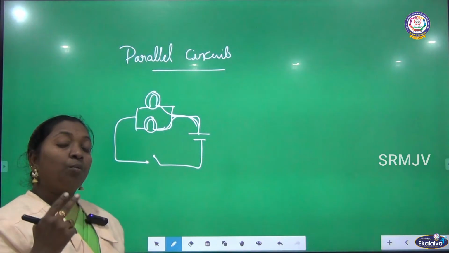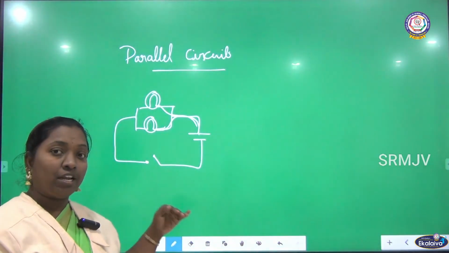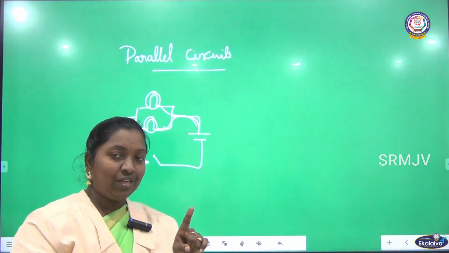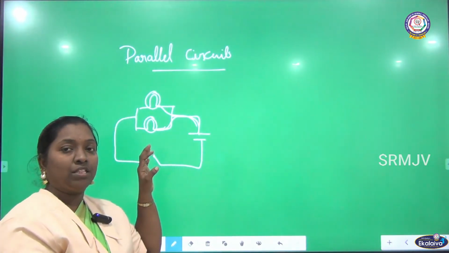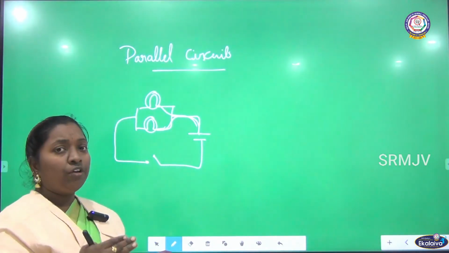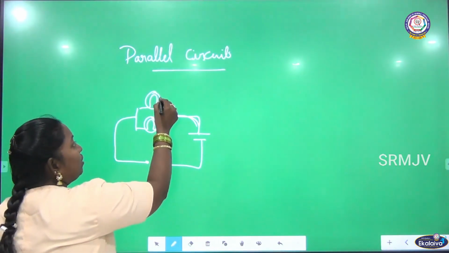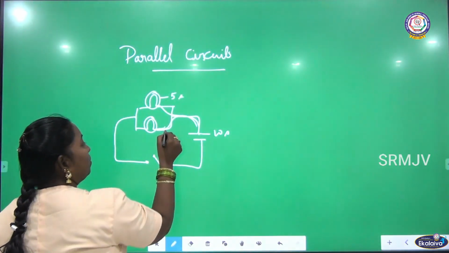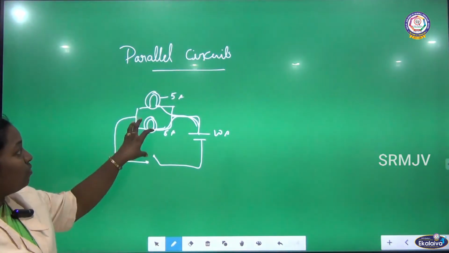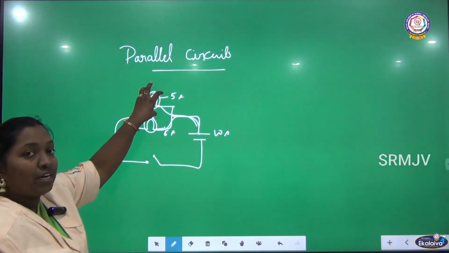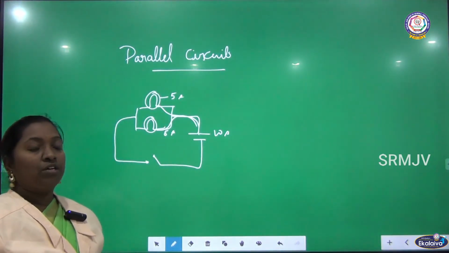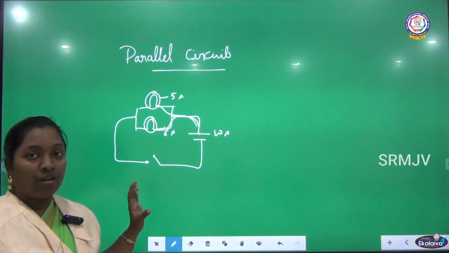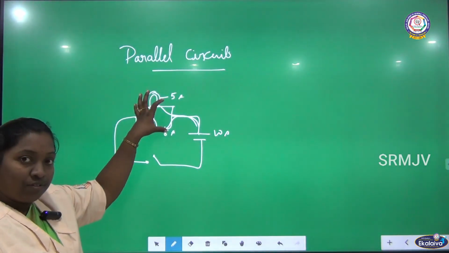So more than one path is available for the flow of current in a parallel circuit. In the case of series, there is only one pathway. Here in parallel, there is more than one path through which electric current flows. The total current is the sum of the individual currents. If you take 10 amps over here, the first bulb takes 5 amps and the second bulb takes 5 amps, which means the sum of the individual currents is equal to the main current. So this is how the current flows in all the parallel branches.